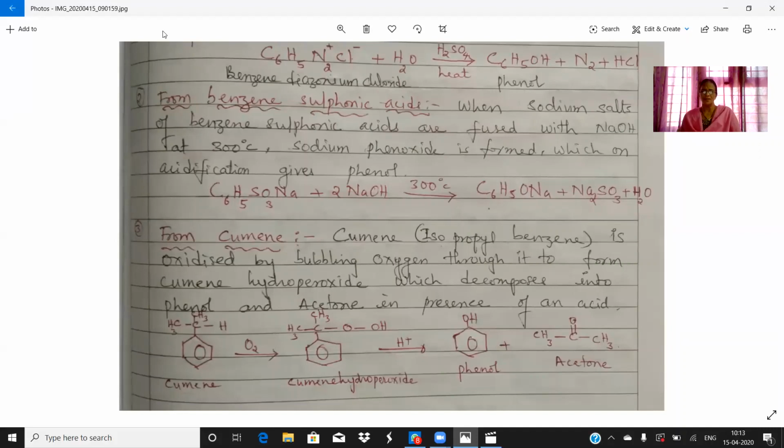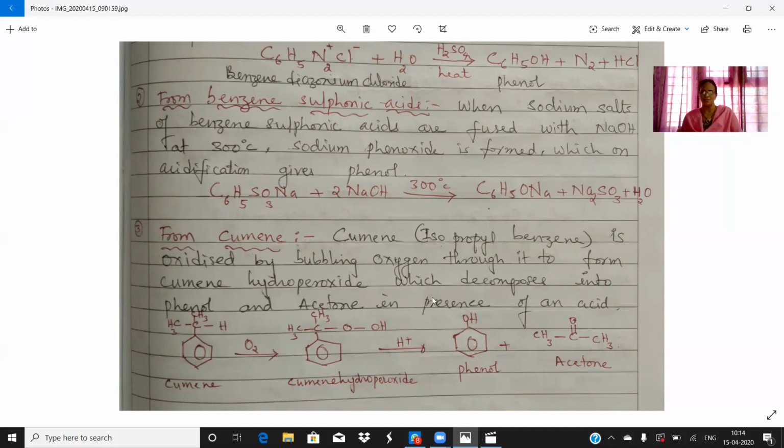Next one is from cumene. Cumene is isopropyl benzene. This one is oxidized by bubbling oxygen through it. That is, when we pass oxygen through this cumene, we get cumene hydroperoxide. This cumene hydroperoxide decomposes into phenol and acetone in presence of an acid. If we add acid to this cumene hydroperoxide, we get phenol and acetone. So this is another preparation for phenol, that is from cumene.